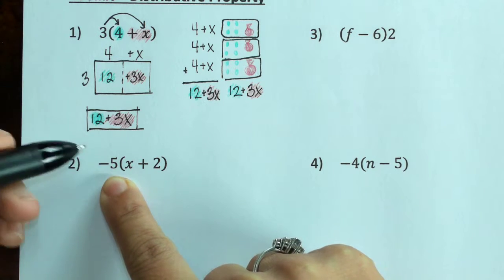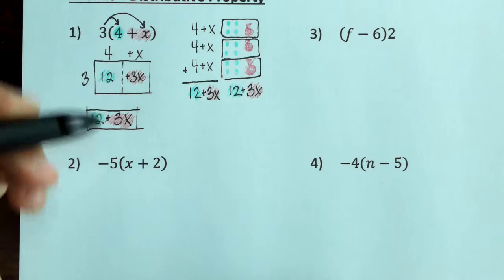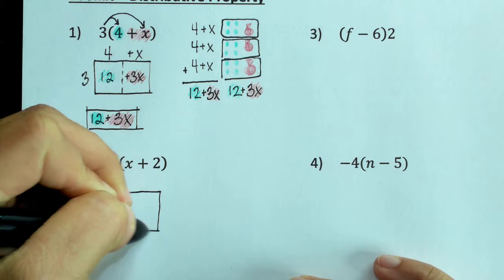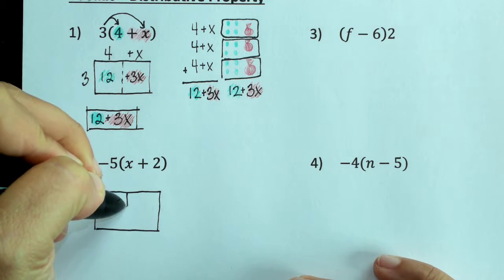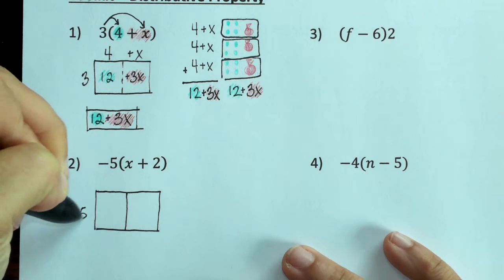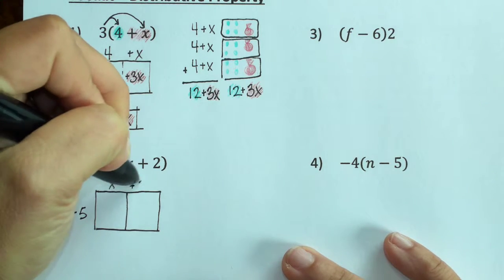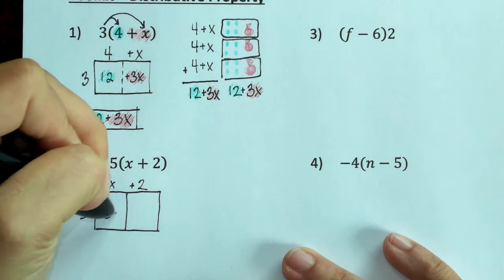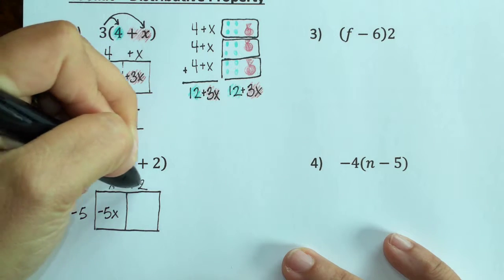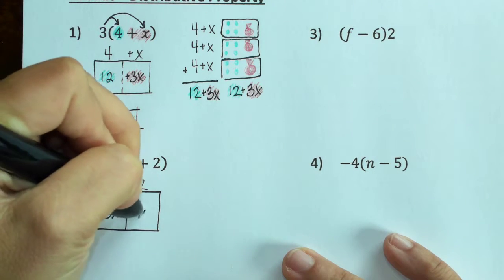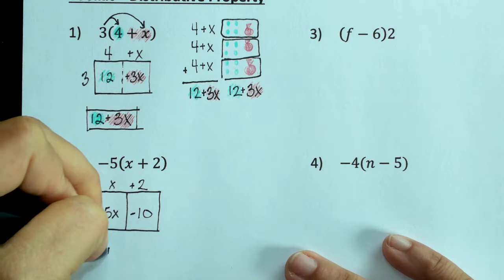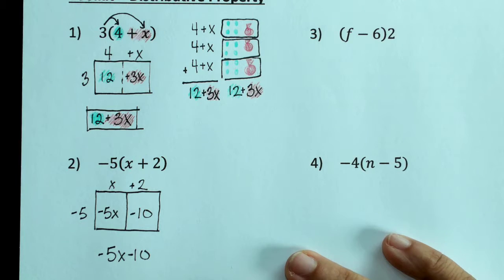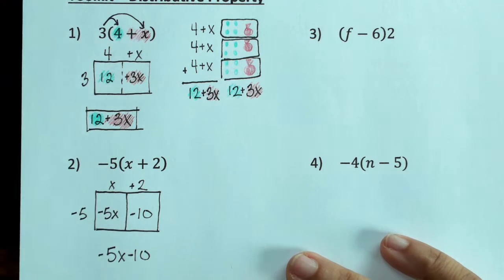This time I'm distributing in the negative sign. I've got negative 5 times x. So I'm going to use just 2 models here, and I'm going to do the area model, and I'm also going to just distribute the negative 5 in. I've got negative 5 here, and I've got an x plus 2. Negative 5 times x is negative 5x. Negative 5 times positive 2 is negative 10. My answer here is negative 5x minus 10. I cannot combine those because those are separate terms.